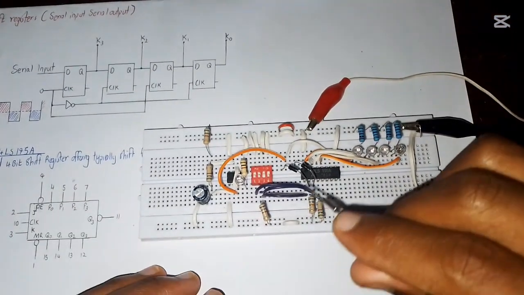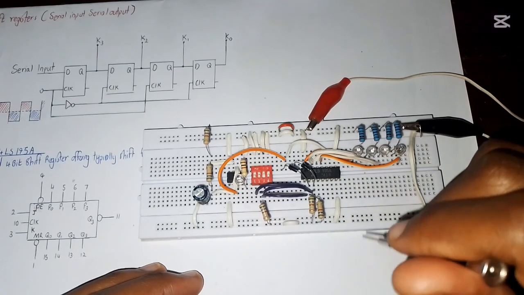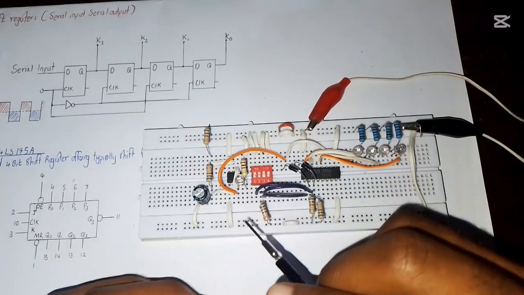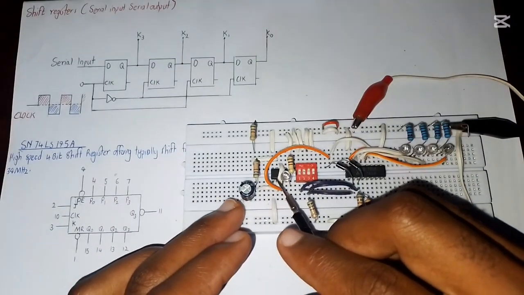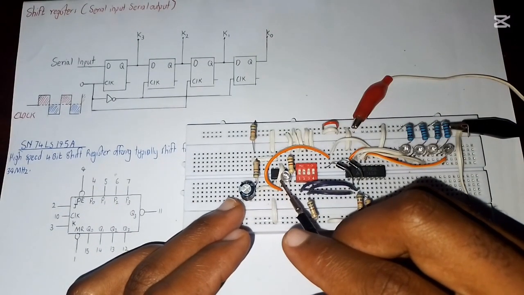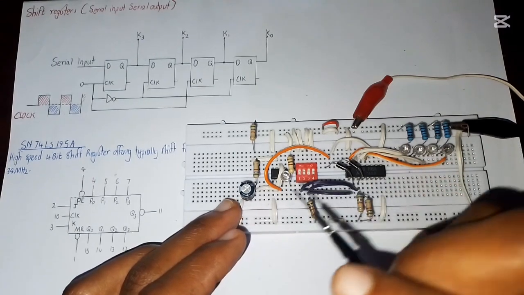So this is the 74LS195. You can see it's a big IC, and the connections are right there. Here in the first place we have NE555 connected in oscillator mode. This is the clock pulse of the whole circuit.